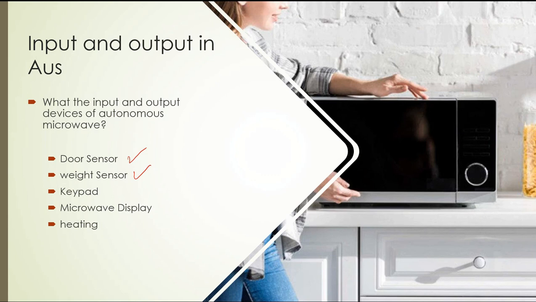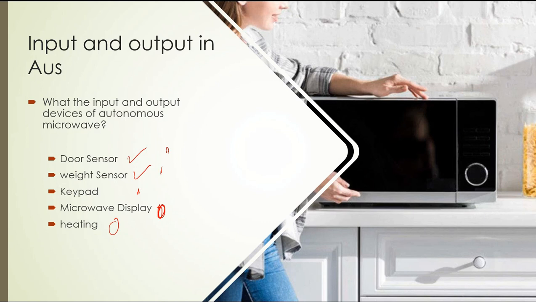For the second, the output: maybe once you close the door and then calculate the weight and everything, it will then display the information. So we can say we also have as an output device the display. Also as an output, we can see here the actuator. The heating is the actuator because it will start running now. Heating is also an output.